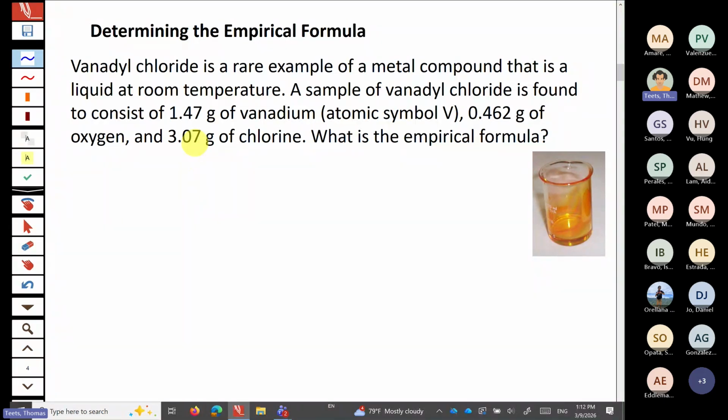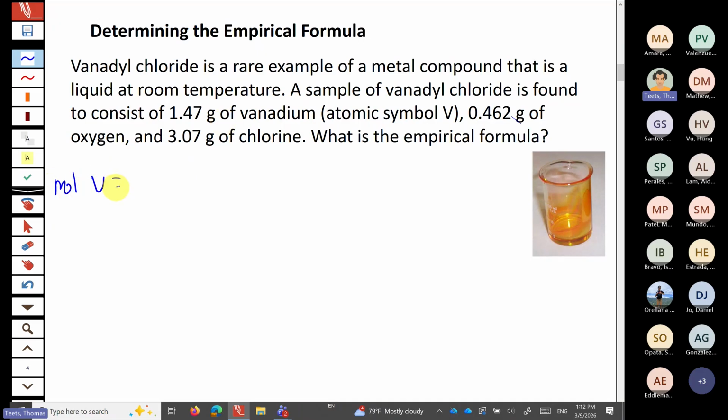All right, so this time we're just giving you the actual masses that are involved, but the steps, whether we have masses or mass percents, are the same. And the first thing to do is for each element in the compound, find out how many moles do these masses correspond to, which is something we learned how to do last time. So we're going to find the moles of vanadium, oxygen, and chlorine.